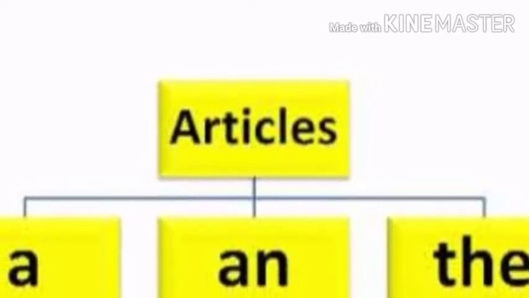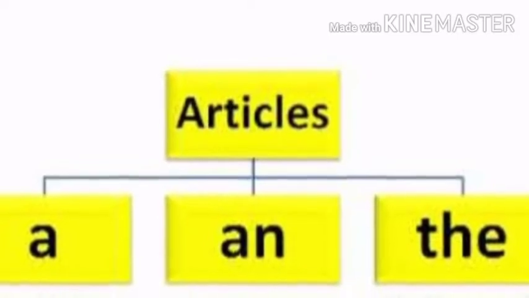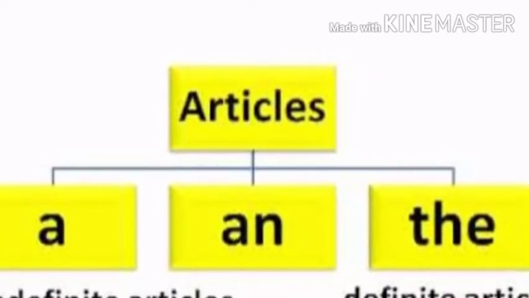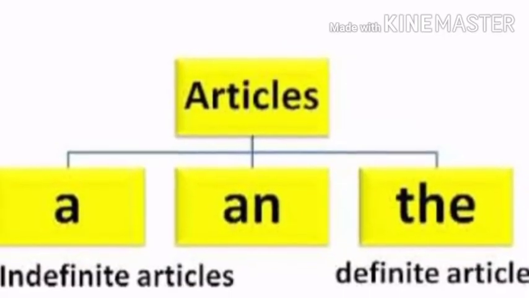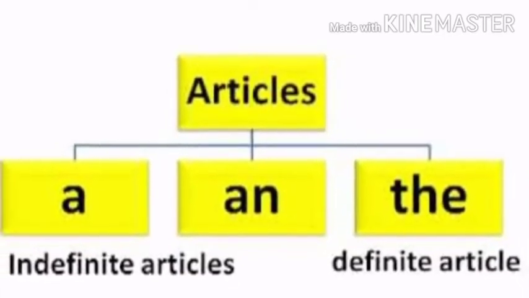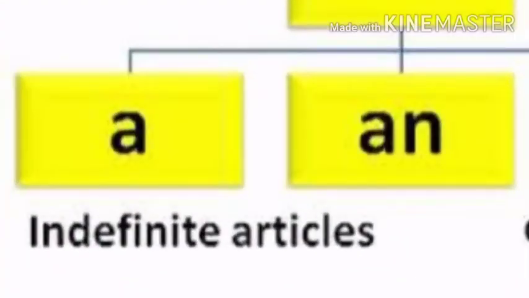So let's start. So what is an article? Articles are used to indicate whether a noun refers to a specific or a general item. As we all know, there are two kinds of articles. First is the definite article, second is the indefinite article. Indefinite articles are a and an. A and an are used for non-specific or non-particular nouns.